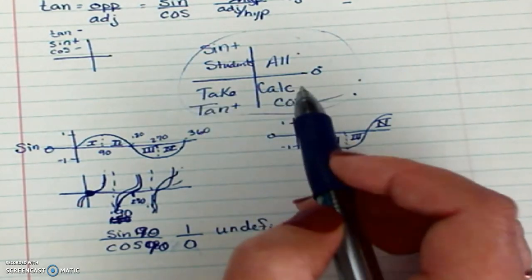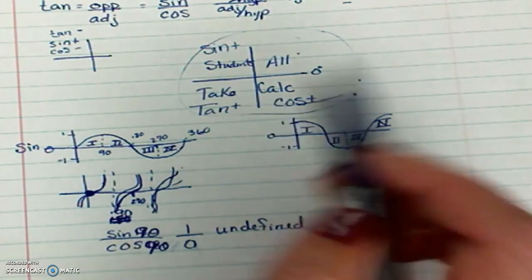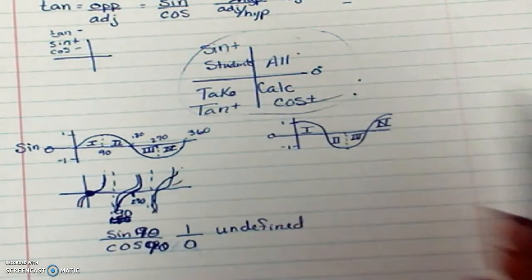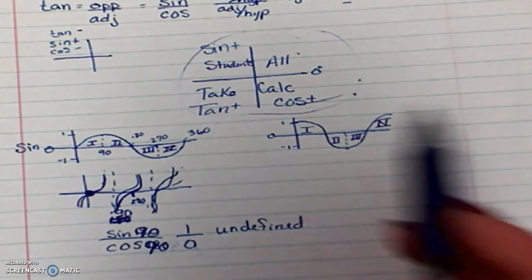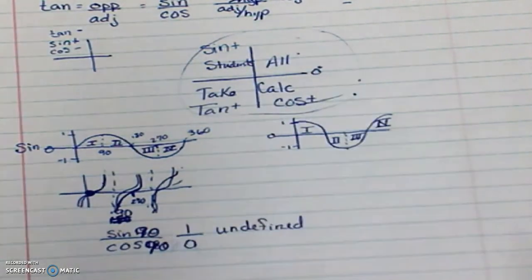Now eventually we will get into cosecant, secant, and cotangent, and those will correspond with their same values here, because they are just reciprocals of each other. Okay, I'm going to go ahead and stop this video.